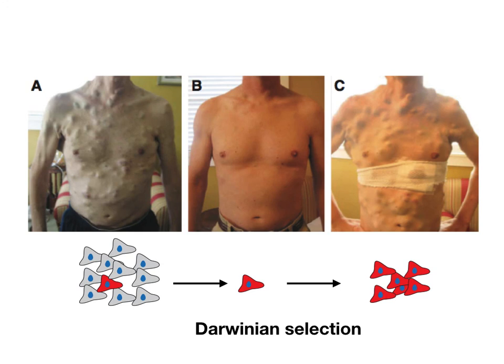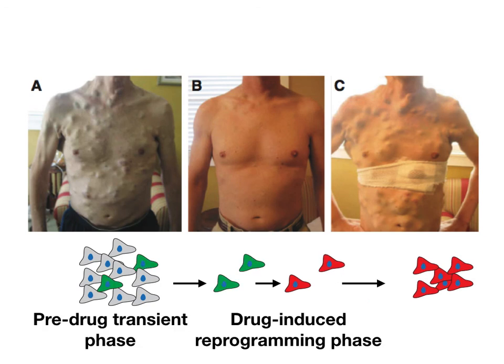Together, our results show that when one looks at resistance at the single cell level, what initially appears to be an example of Darwinian selection is actually more complex. Our work supports a multi-stage model for resistance that includes a pre-drug transient phase followed by a drug-induced reprogramming phase.